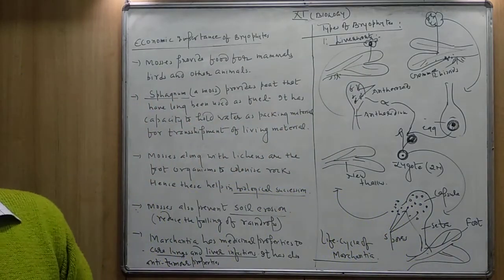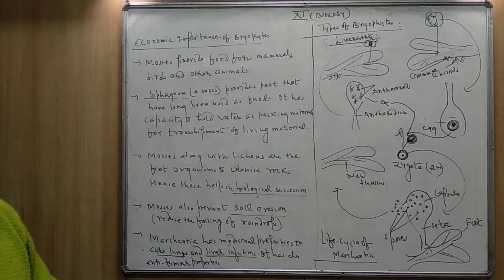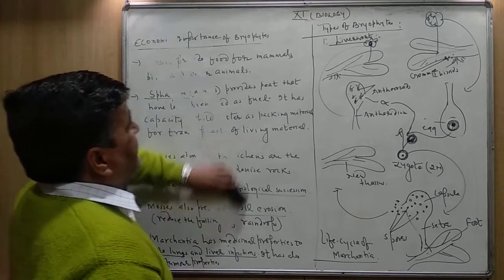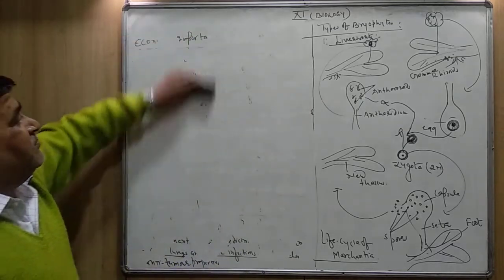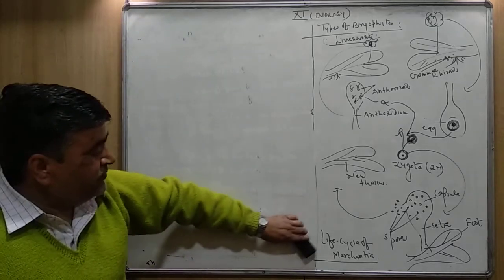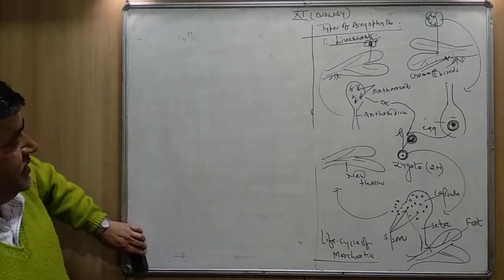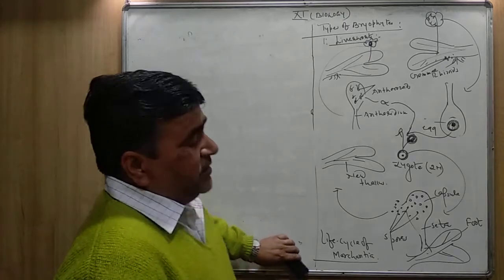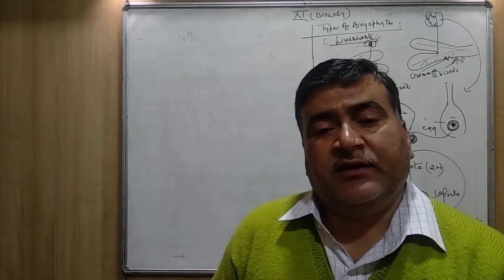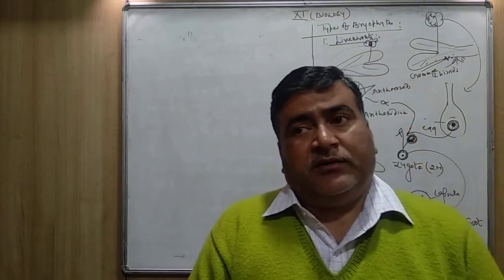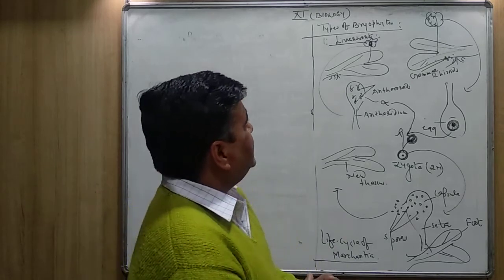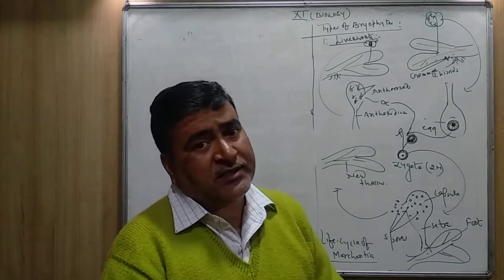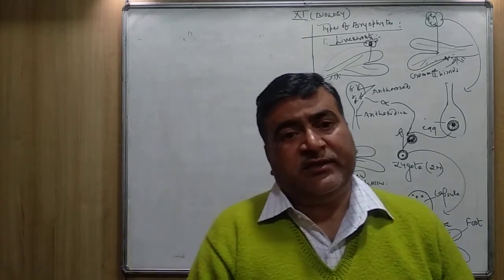Now, after the economic importance of bryophytes, we will discuss the types of bryophytes. In the class 11th NCERT book, the bryophytes are mainly classified into two groups. The first one is the liverworts, and the second one is the mosses.